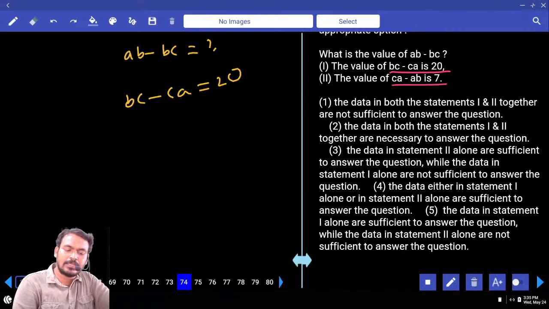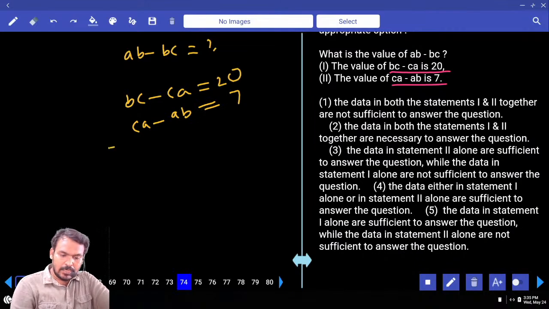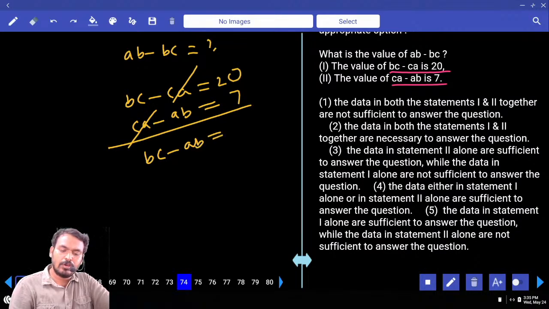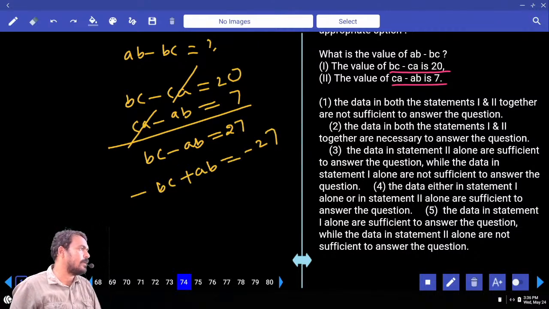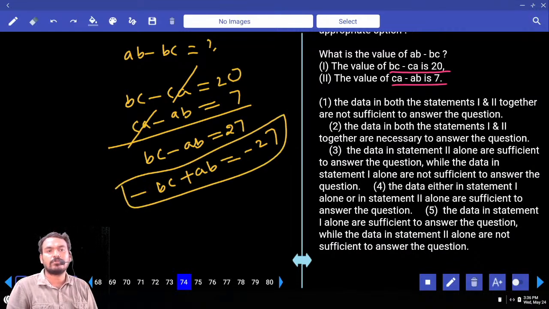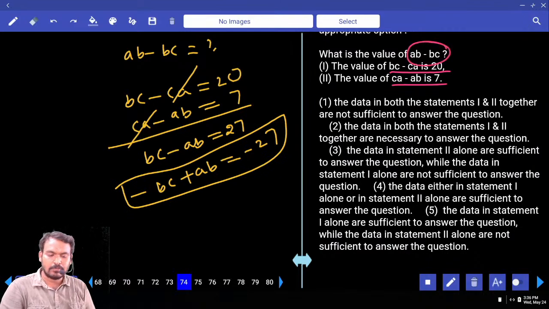Second one, CA minus AB equal to how much? 7. These two are adding, CA cancels. What is the remaining? BC minus AB equal to how much? 27. This one we written minus BC plus AB equal to minus 27. The entire equation is multiplied by negative. Then minus BC plus AB equal to how much? Minus 27. What is the question here?